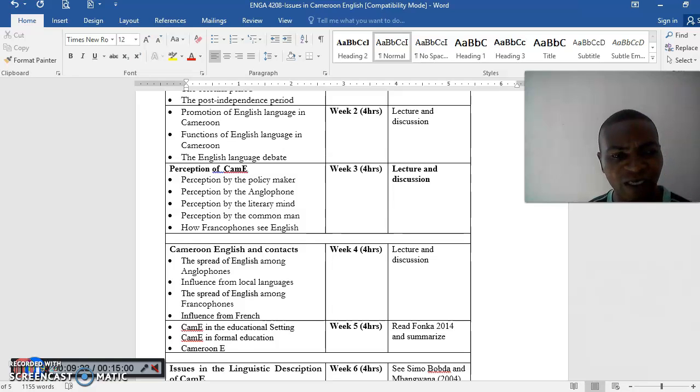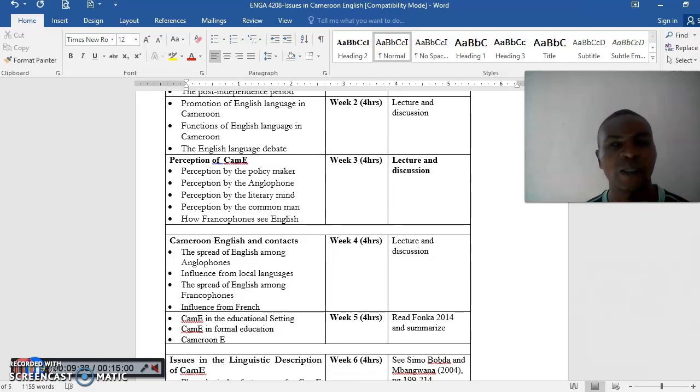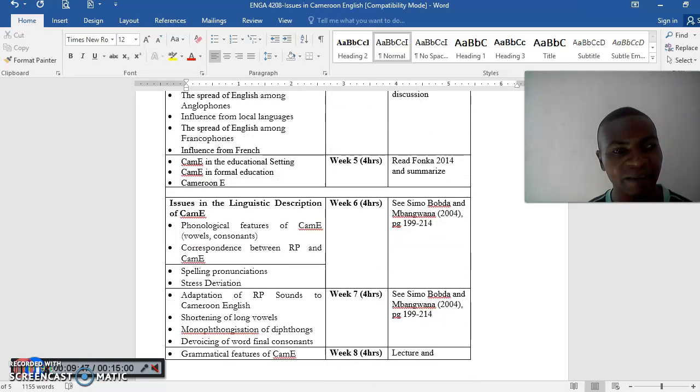We look at the spread of English among Anglophones, influence from local languages, and the spread of English among Francophones, English influence from French. You will bear with me that sometimes we speak English, but there's a lot of French in it or a lot of our local languages in it. It is because of the influence. So we look at how much of this influence we have in this English that we speak. And is it this influence that makes it Cameroon English or some other thing? That is what we'll be looking at.